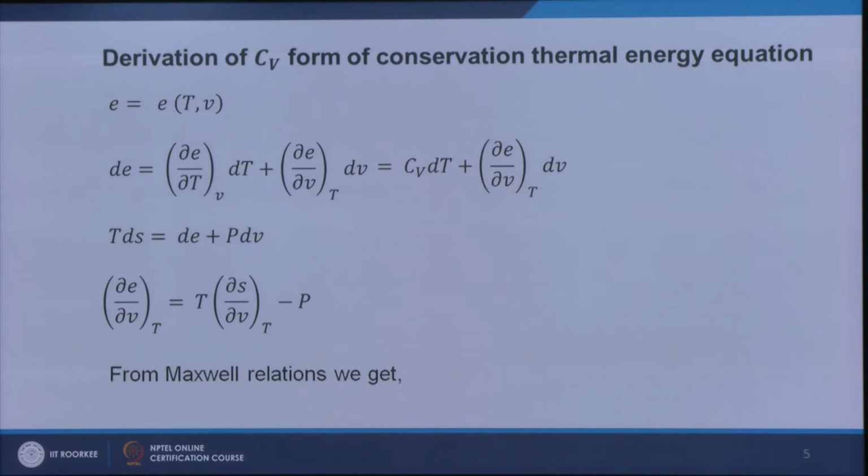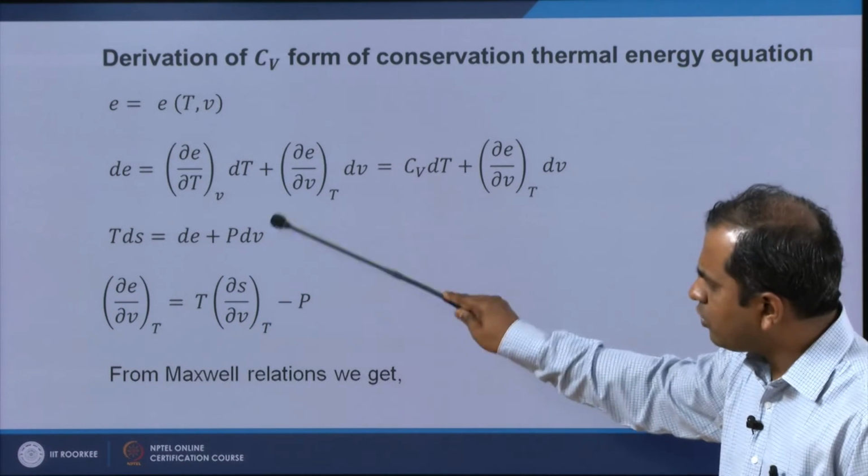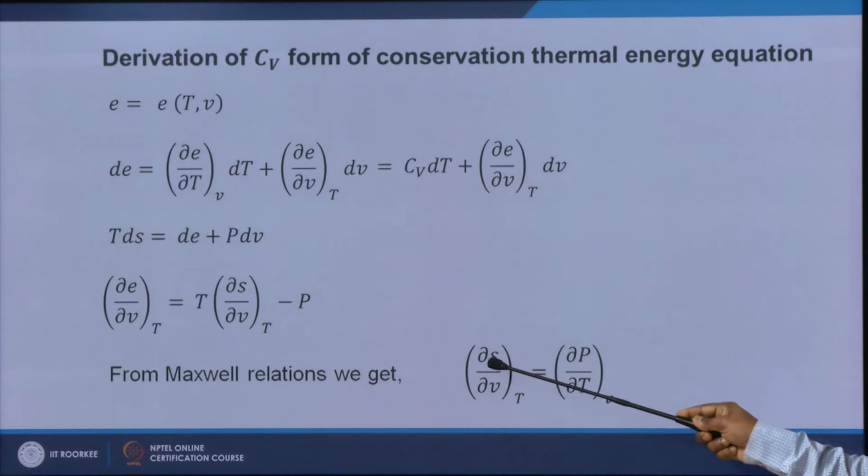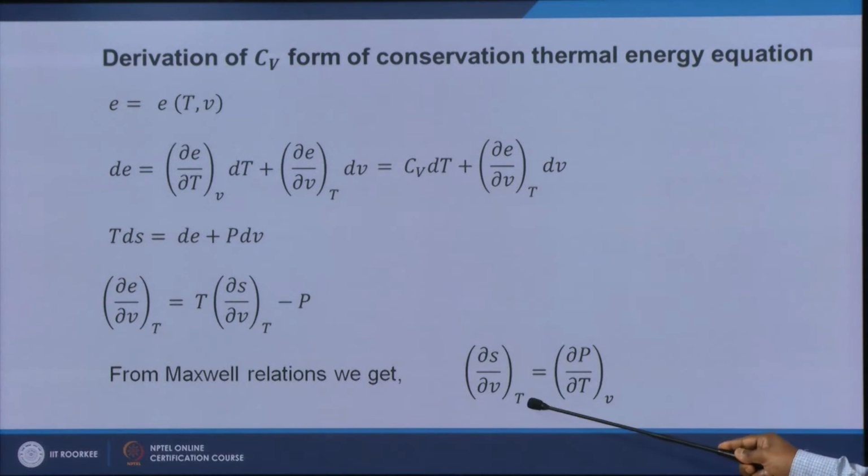Next, let us use some Maxwell relation to convert this term into some other known form. If we do that, we can write down one of the famous Maxwell relationships like this: del S/del V at constant T is actually del P/del T at constant V.